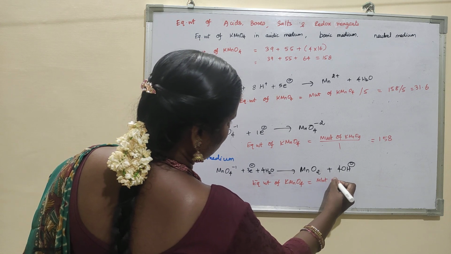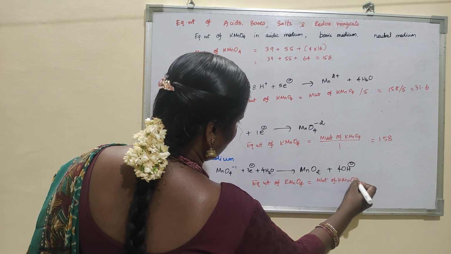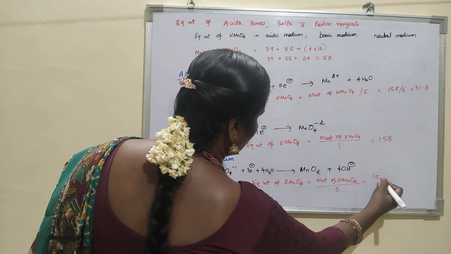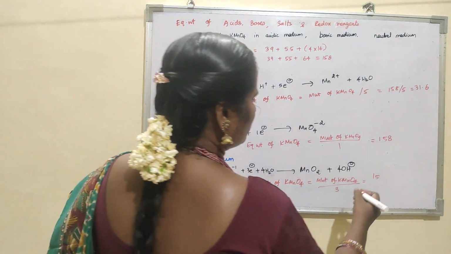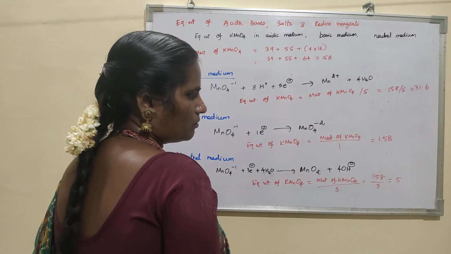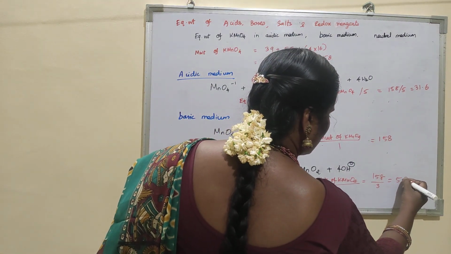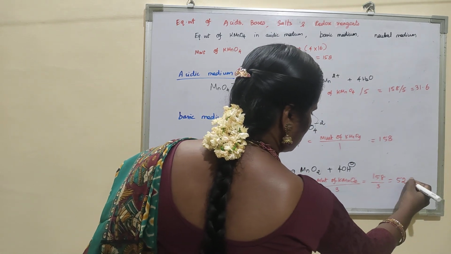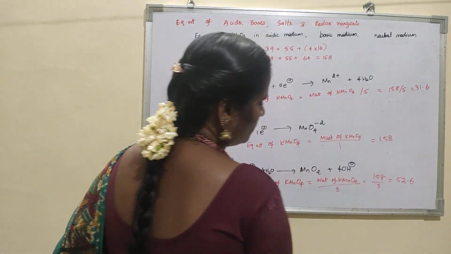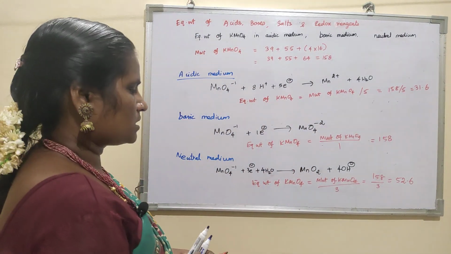Molecular weight of KMnO4: 158. Divide by 3, 5 3s are 15, 1 remains, and 2 3s are 6, so the remaining is 2 and 6 3s are 18, so we get 52.66.